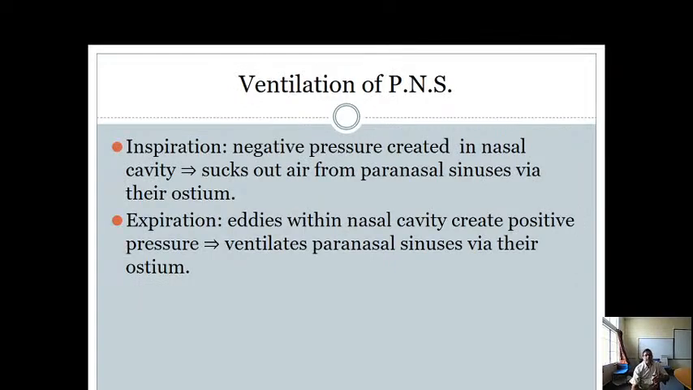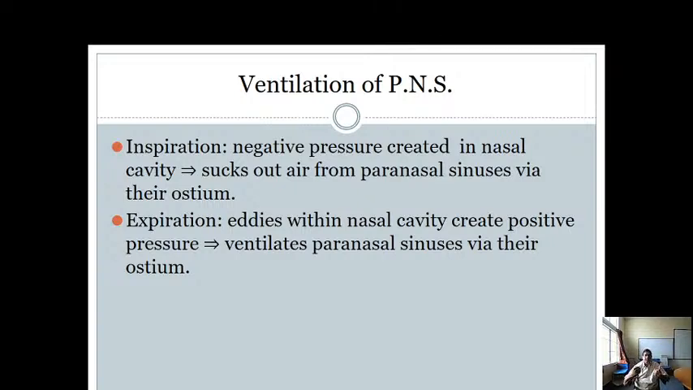Then we go to the ventilation of these sinuses. Sinuses, as you know, are cavities in the skull bone, and the main content of these sinuses is air. Of course there is the lining, the pseudostratified ciliated columnar epithelium, and the mucus is continuously being produced and is sent into the nasal cavity. So these are outpouches. They are not in direct line with the inspiration and expiration as in the nasal cavity, so they are onto the side.